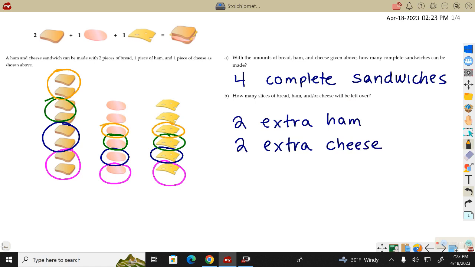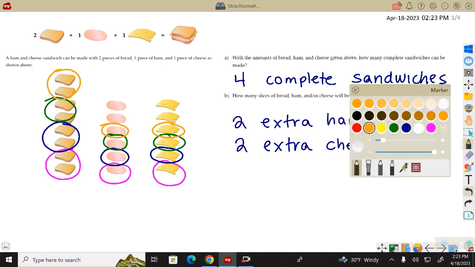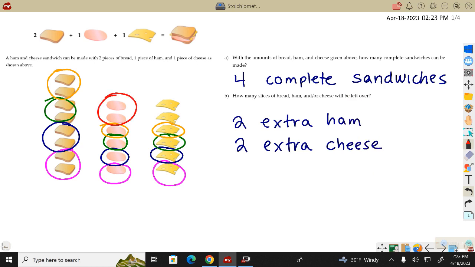But then that's it. I'm going to run out of bread, which would be like our limiting reactant. So we can make a total of 4 complete sandwiches. And then I'm going to have some excess: 2 extra ham and 2 extra cheese. But I ran out of bread, so it limits the amount of product I can form.